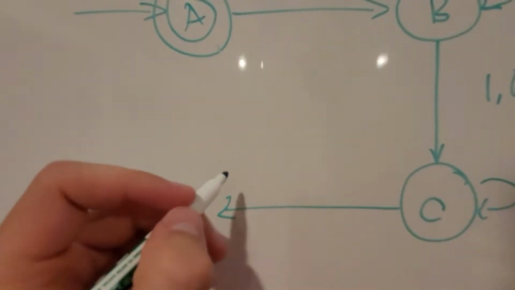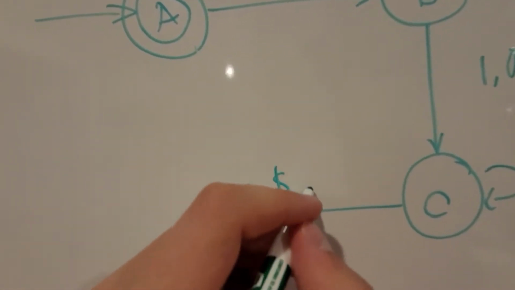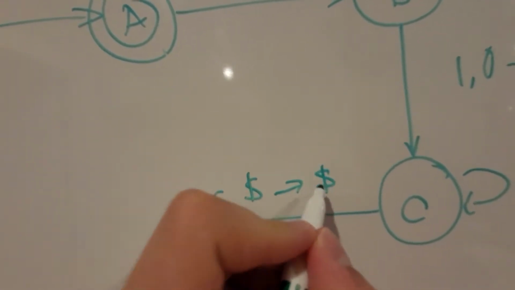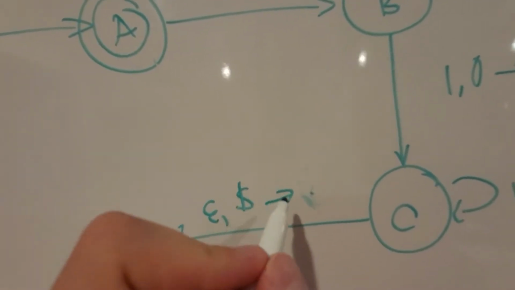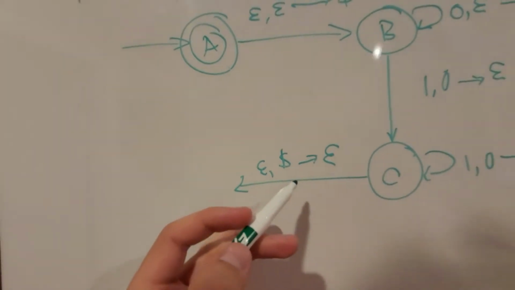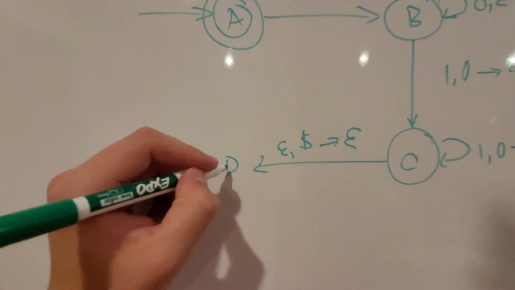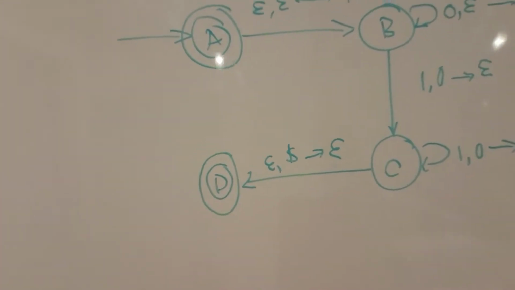We'd say we don't read anything. We pop off the dollar sign, and we don't add anything. We don't push anything back onto the stack, so it would look something like that. Okay, and that takes us to our D state, which is also an accepting state.